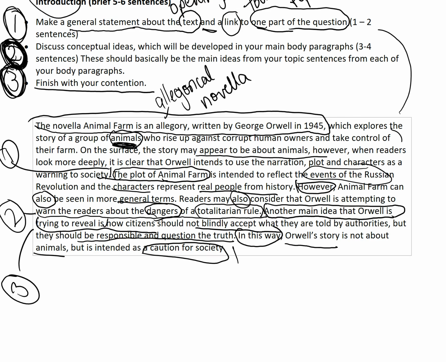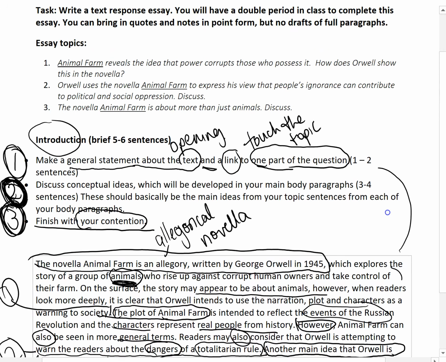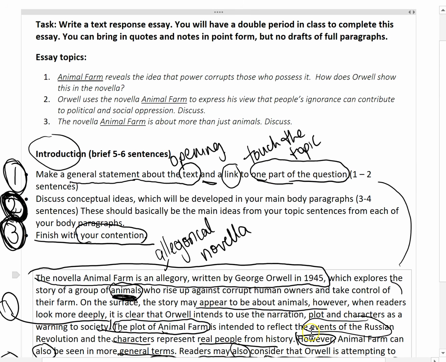Step 1, opening sentence with a general introduction to the text and a link to the essay topic, one idea from that essay topic. Step 2, you put main point 1, main point 2, main point 3, and put them in the order that they appear in your essay. It's just really nice for the marker and the reader when we do that. And step 3 is you write your contention and make it clear. And if you do that, you will have a formula for a perfect introduction every time.